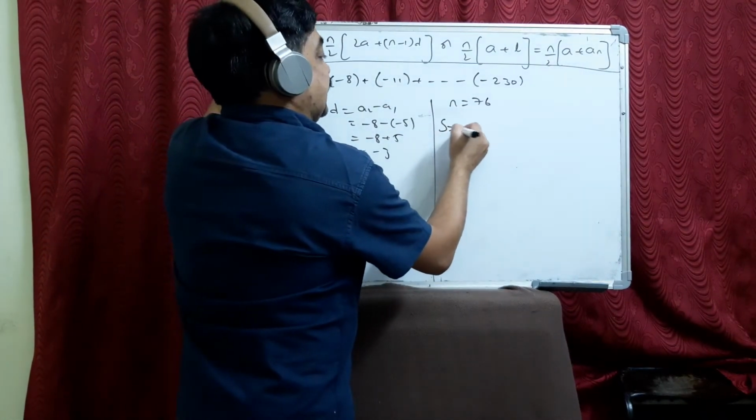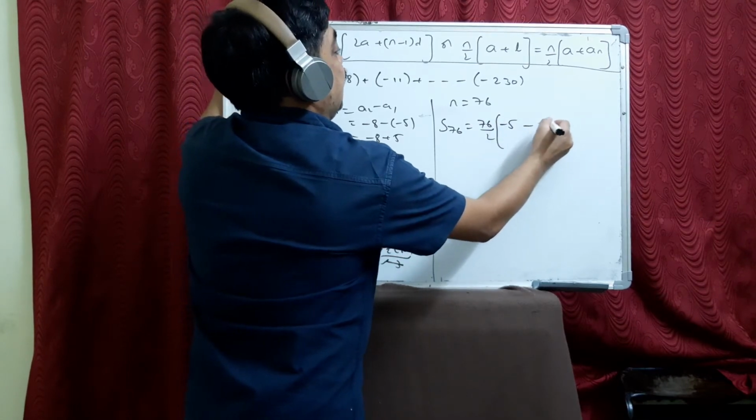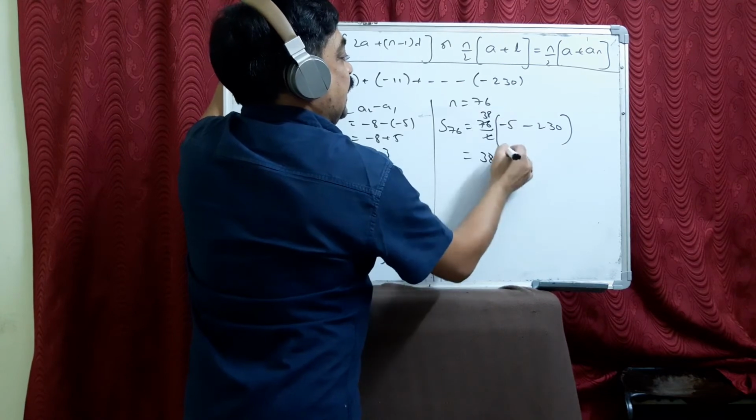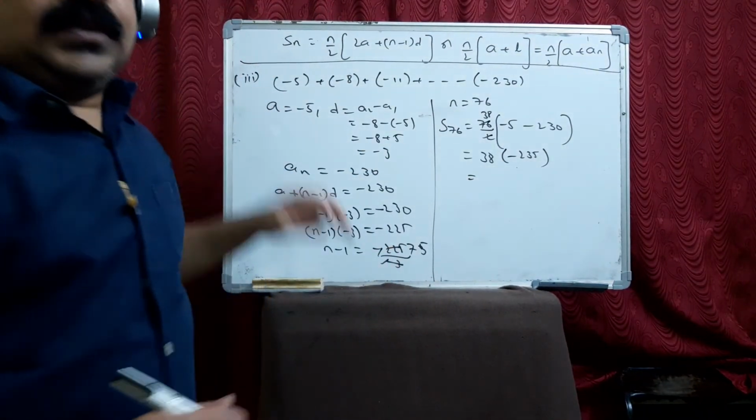That means you have to find the sum of 76 terms here. So S76, n by 2 of first plus last. First plus last. So it becomes 38 into minus 235. We just multiply this. Just a minute.